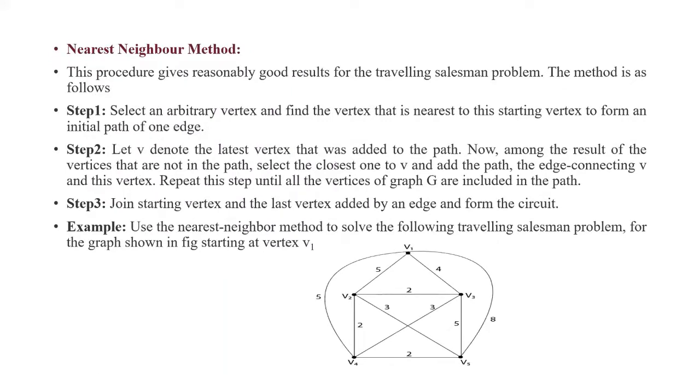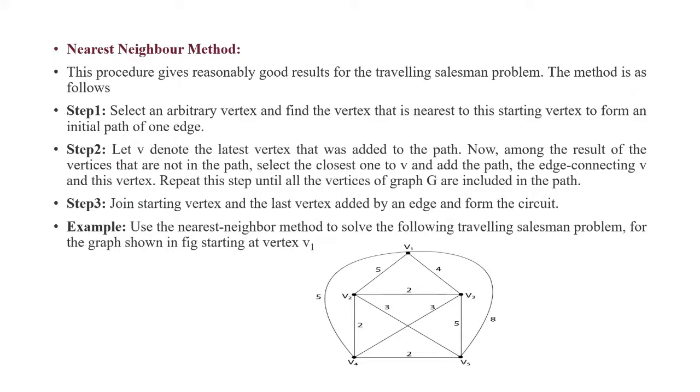So, the nearest neighbor method. This procedure gives reasonably good results for the traveling salesman problem. This method has different steps, and using these steps we can find the shortest path for the salesman from his home city to the different cities. Step 1: select an arbitrary vertex and find the vertex nearest to the starting vertex to form an initial path of one edge.